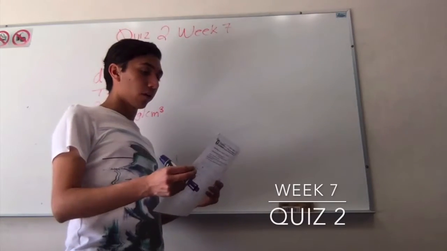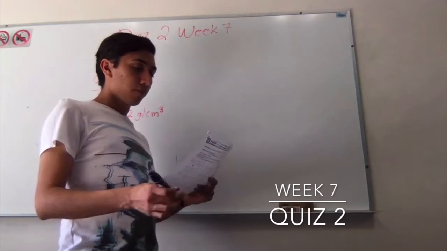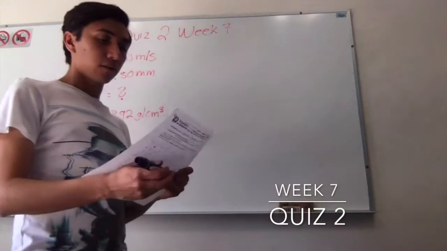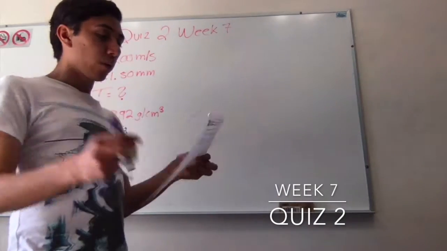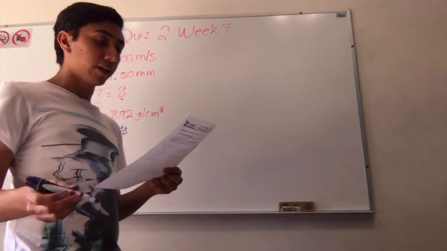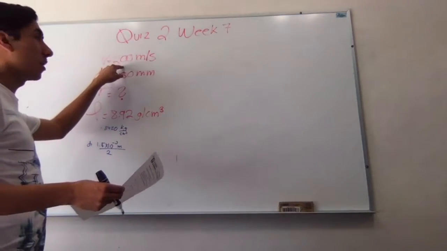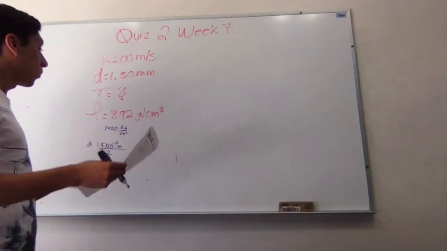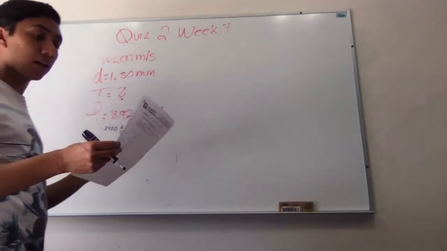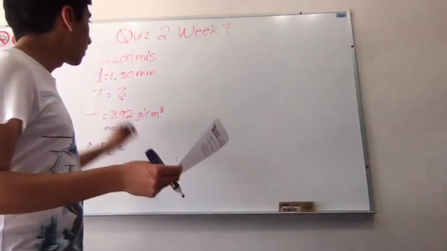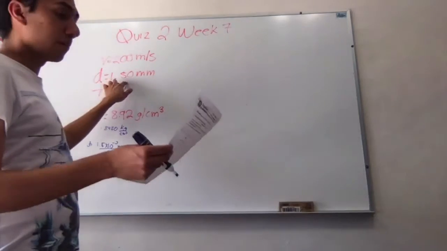Okay, so for problem 1 from quiz 2, week 7, we have to determine the tension in the wire where transverse pulses travel with a speed of 200 meters per second through a taut copper wire whose diameter is 1.5 millimeters.